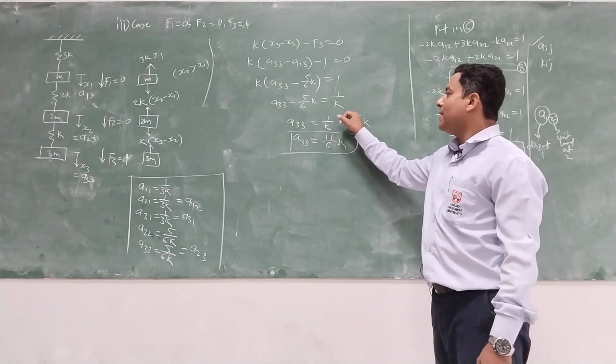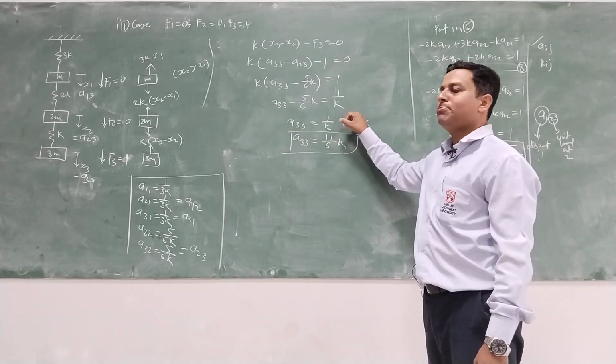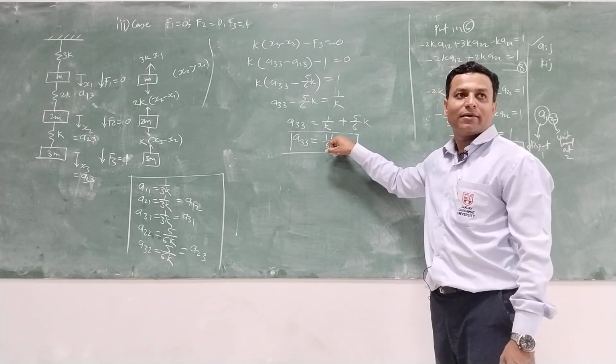6/6K plus 5/6K. Denominator will become 6 and 6 plus 5 will be 11.